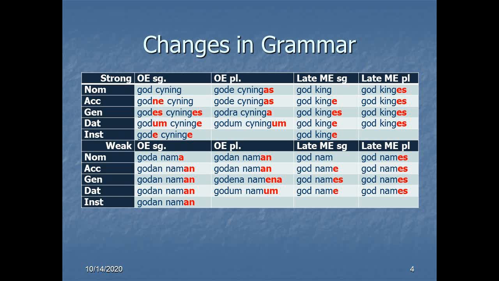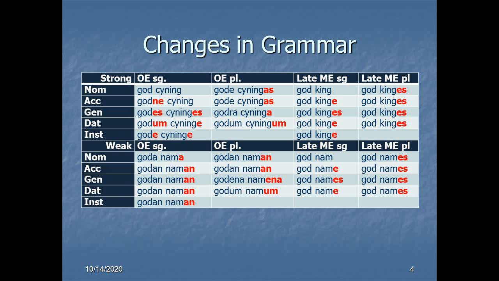And if we do the same thing all over again with a weak noun, such as nama, we end up with, again running through first the singular and then the plural, the Old English forms of good name, ending with godum namum in the dative plural. In late Middle English, this becomes good name, good name, good names, and so on, with the plural forms all good names.